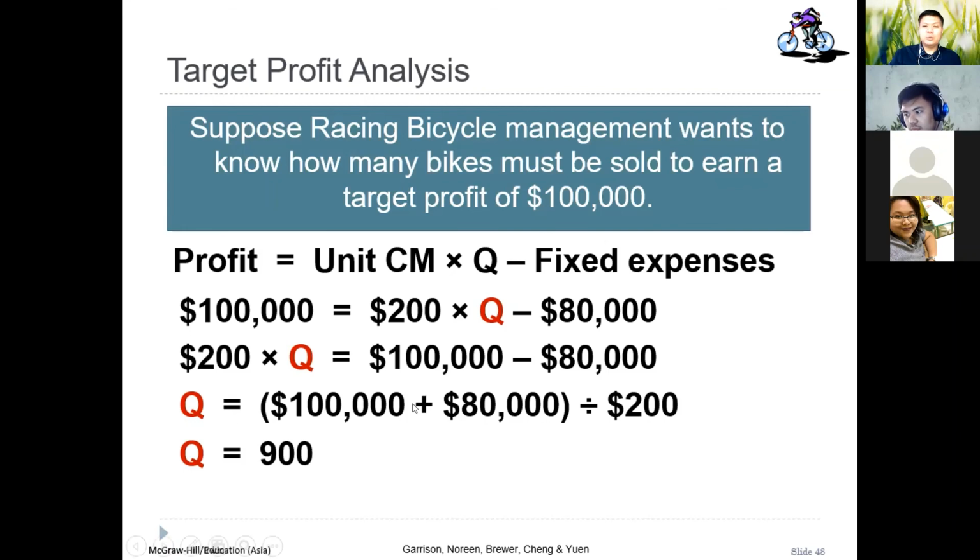So Q is equals to 100,000 plus 80,000 divided by 200, and Q is equals to 900. Okay, so this is now the quantity. Ano yung formula natin dito? Fixed cost plus the target profit divided by the CM and you will arrive at 900.